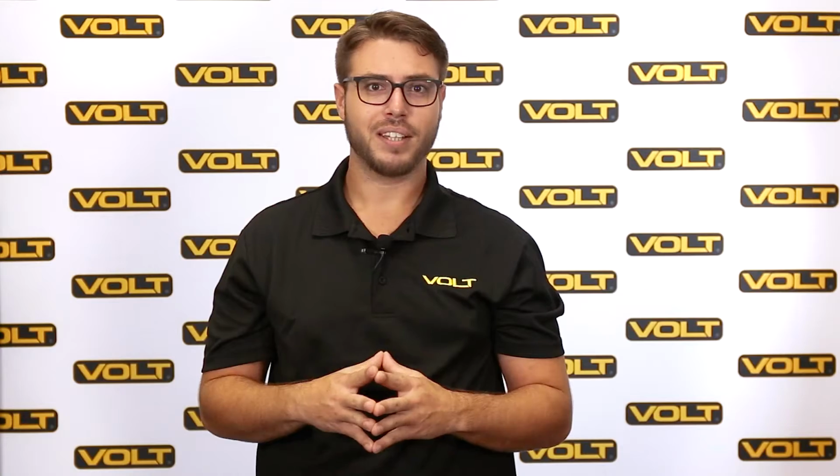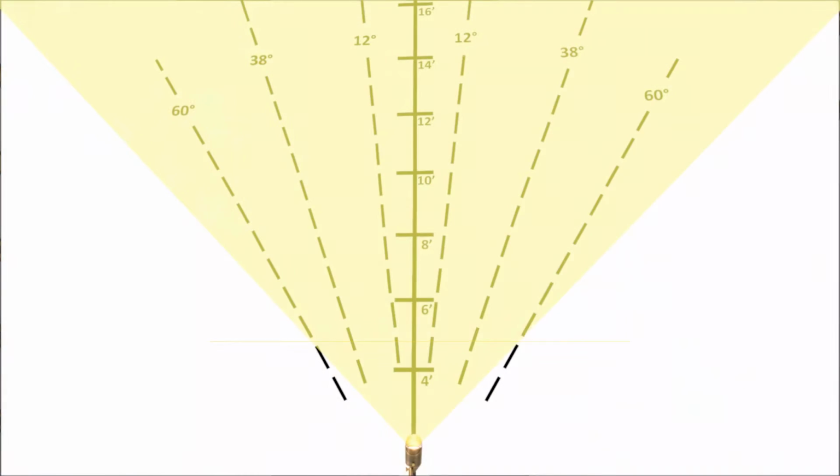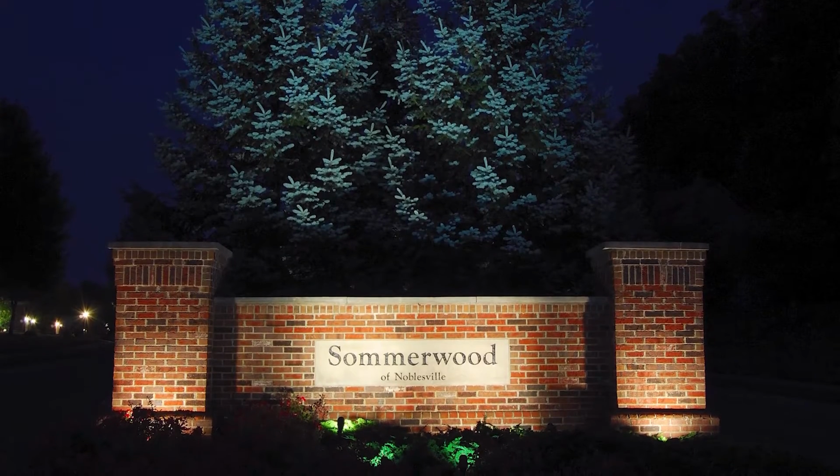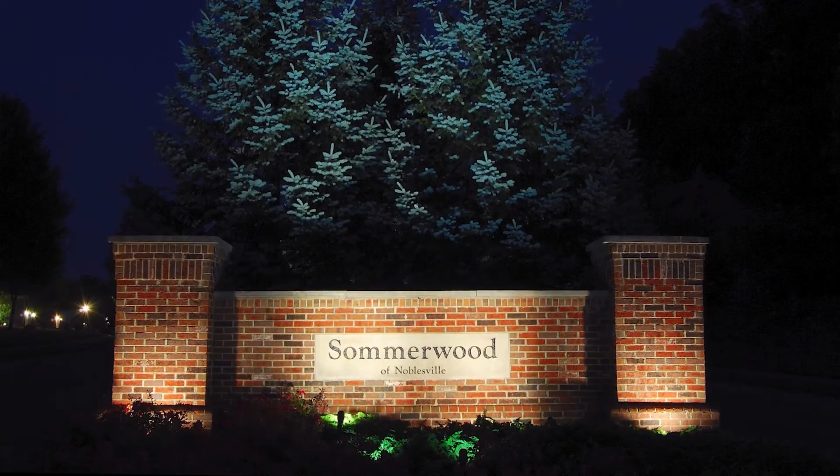But how do you know which beam angle to choose for a specific application? Here are some common beam angles and their suggested uses. We'll start with the 90 degree flood. This angle is used for shorter objects that need a wide expanse of light. Common use cases for this angle would be hedges and walls.